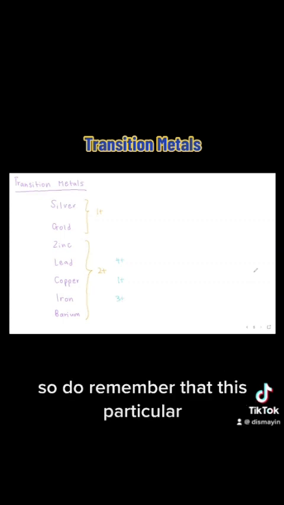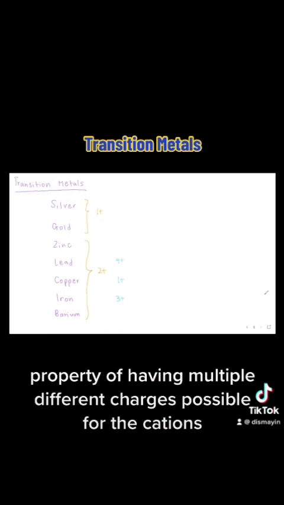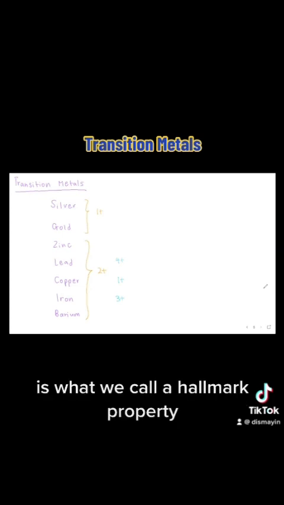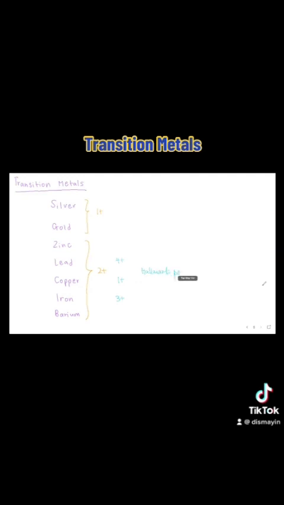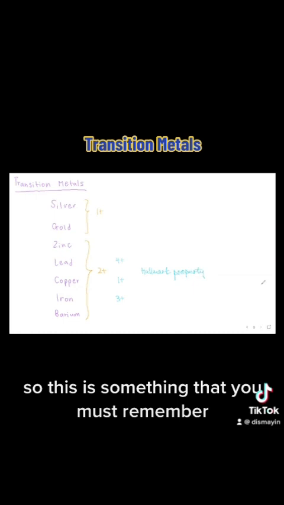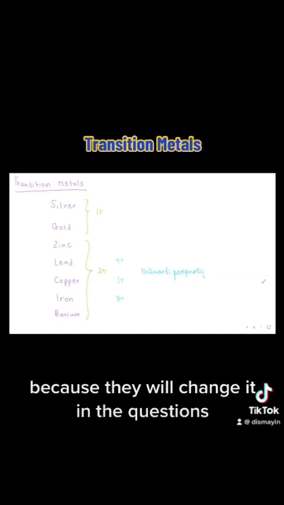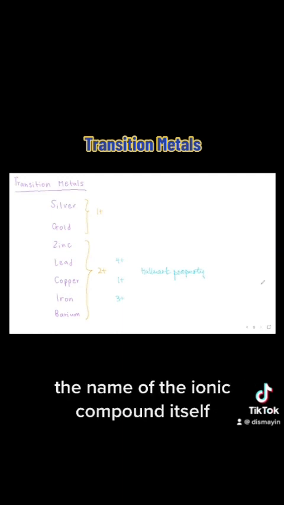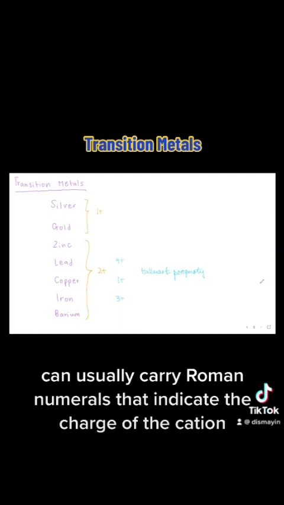So do remember that this property of having multiple different possible charges for the cations is what we call a hallmark property of transition metals. This is something you must remember, because they will change it in the questions. The name of the ionic compound itself can usually carry Roman numerals that indicate the charge on the cation.